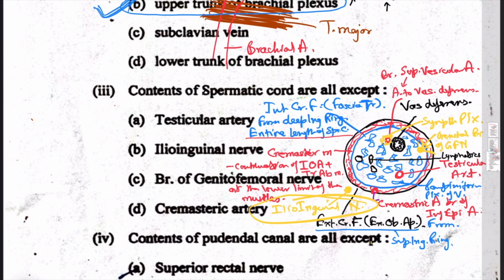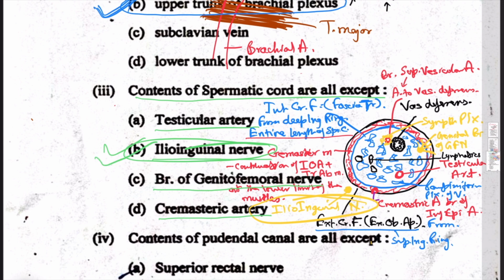So when the two structures emerge from the superficial inguinal ring, you will find that the ilioinguinal nerve stays out of the spermatic cord. So this was about the ilioinguinal nerve, and of course now you know the answer. What will be the answer to this question? Contents of spermatic cord are all except: testicular artery, ilioinguinal nerve, branch of genitofemoral nerve, cremasteric artery. I have taught you enough that the ilioinguinal nerve stays outside the spermatic cord.